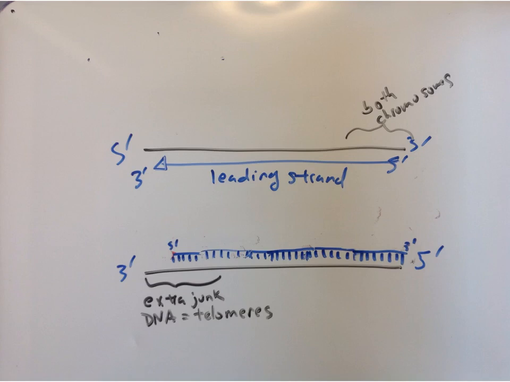This DNA is called telomeres. It's structural DNA that serves a function of protecting the ends of the chromosomes, like the little plastic pieces on the end of your shoelaces that keep them from unraveling.